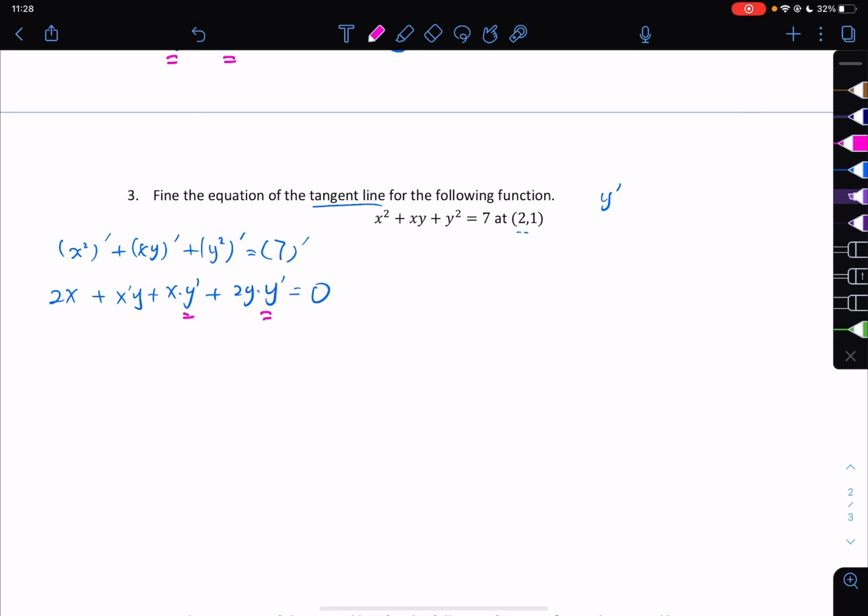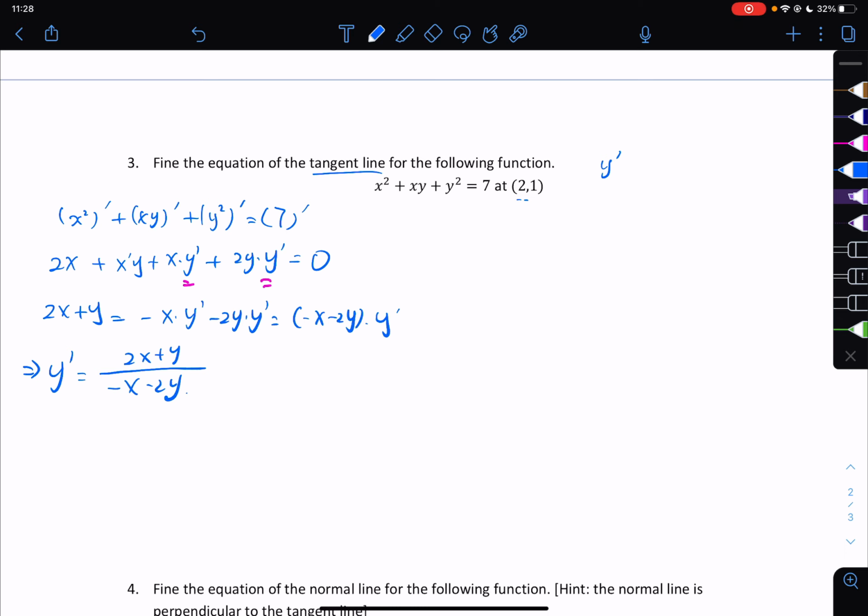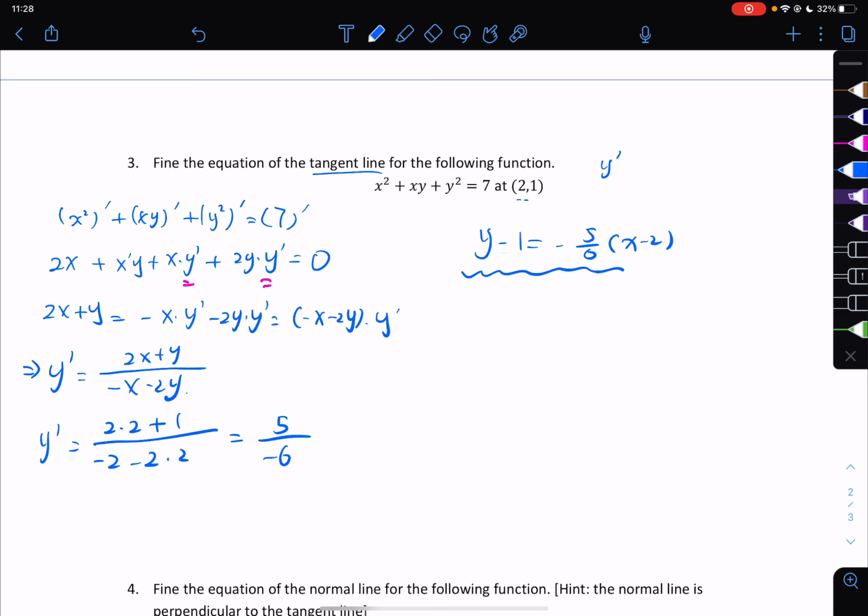There are two terms with y prime, so you end up with 2x plus y equals negative x y prime minus 2y y prime, which is negative x minus 2y times y prime. So y prime is 2x plus y divided by negative x minus 2y. When x is 2 and y is 1, y prime is 2 times 2 plus 1 over negative 2 minus 2 times 2, which is 5 over negative 6, so this is your derivative. Then you end up with y minus 1 equals negative 5 over 6 times x minus 2, which is your equation of the tangent line.